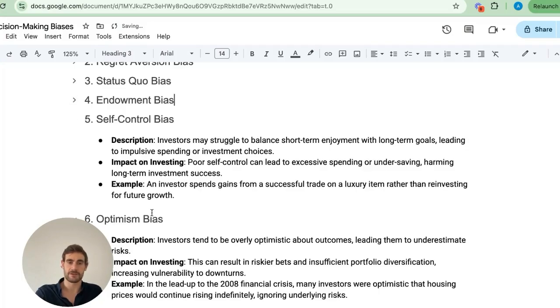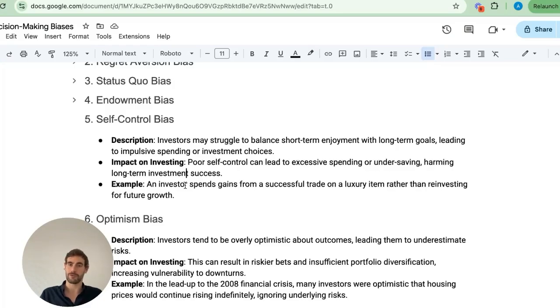Bias number 5 is self-control bias. Here's where the investor may struggle to balance short-term enjoyment with long-term goals, leading to impulsive spending or poor investment choices. Here is when poor control can lead to excessive spending and undersaving, harming long-term investment success. A good example here is where an investor spends gain from a successful trade on luxury items instead of reinvesting it for future growth. I tend not to have this issue with my financial side.